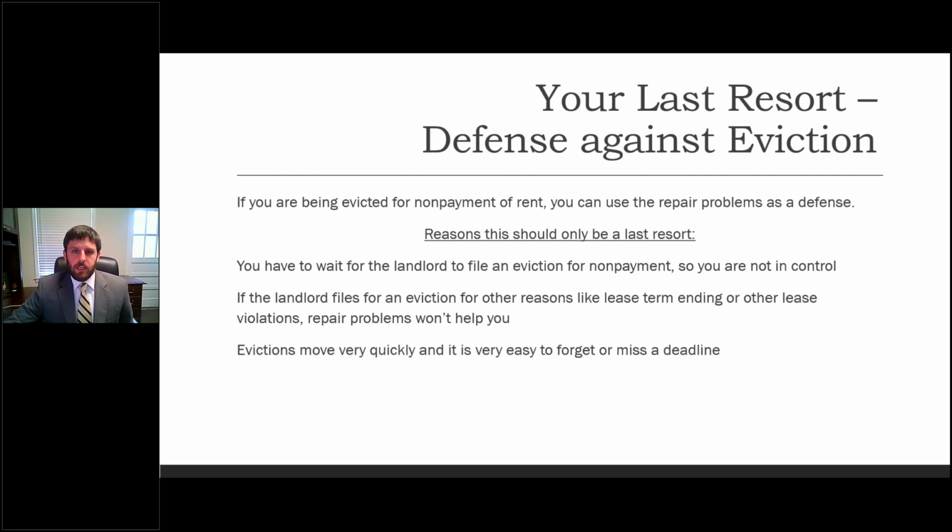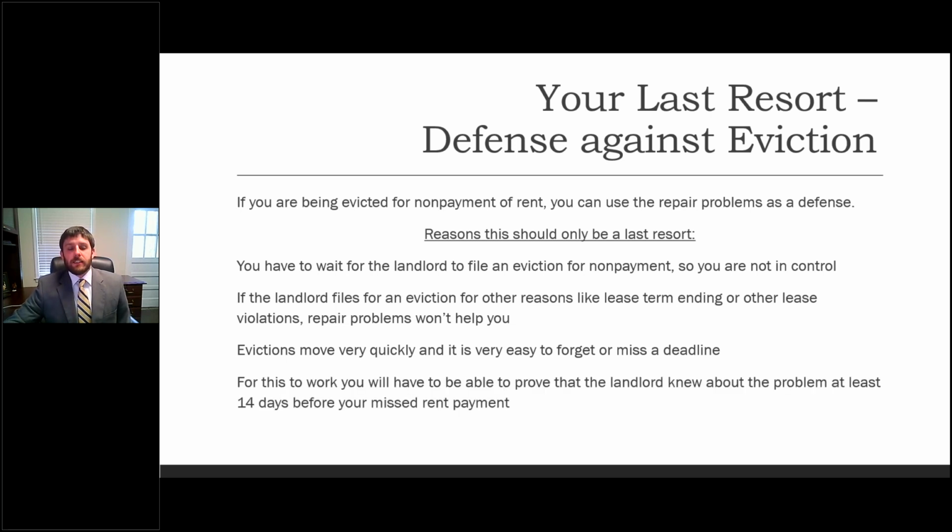And let's say they do it. Let's say you call their bluff and you guessed correctly and they did choose to try to evict you for non-payment of rent. Well, even if they do that, evictions move very quickly, especially for non-payment of rent, and it is very easy to forget or miss a deadline. And if you miss any of those deadlines, and it just zooms past you and you drop the ball, well, then your repair problems aren't going to help you. Like I said earlier, if you don't show up, you lose by default. So even if you have a defense, like the repair problems, if the situation gets away from you and you forget about the hearing, or you misplaced the documents that said when the hearing was, that kind of thing, then your repair problems aren't going to help.